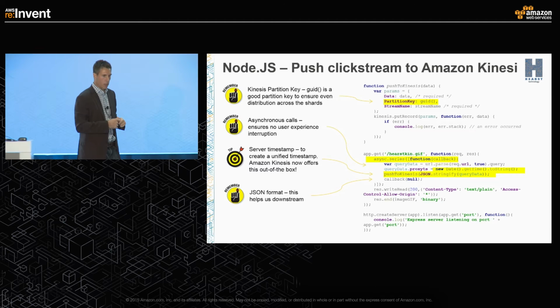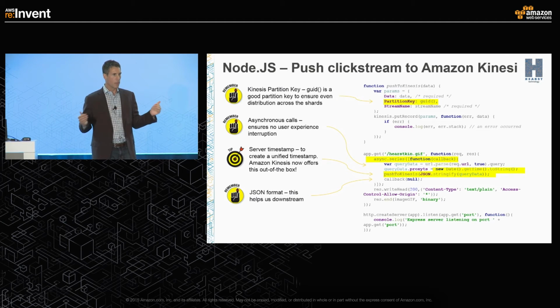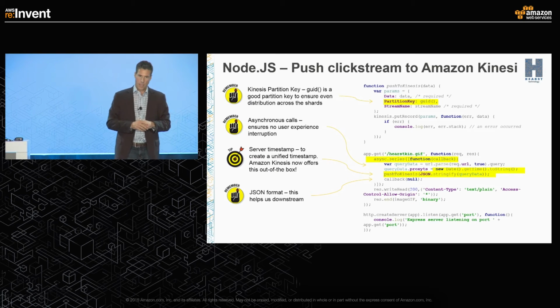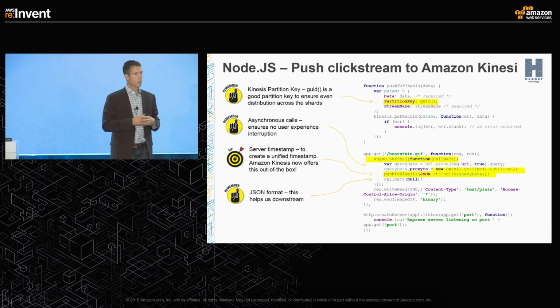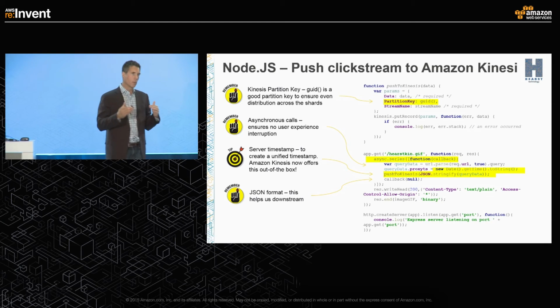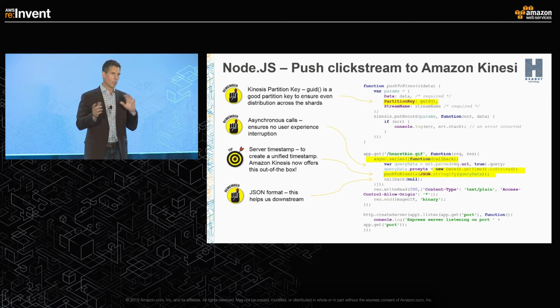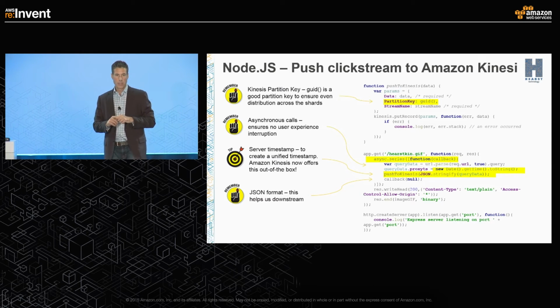It's important to get a good partition key so that you evenly distribute all of your data across all the shards in your Kinesis stream. You want to make sure you do asynchronous calls so you don't interrupt the loads on the page. We also use Node.js to put a server timestamp into the stream because the web timestamps, the stuff that comes off the web server, are unreliable.